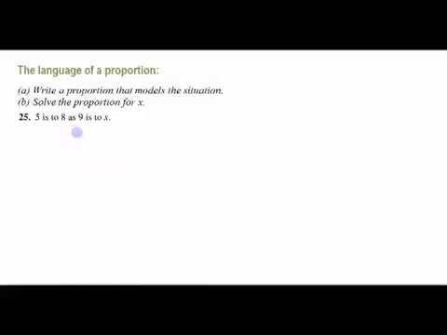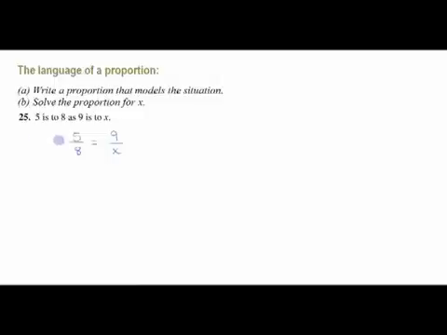So the way we'll write this is 5 is to 8 as 9 is to x. The first number that is mentioned is the numerator, the second one the denominator. As is going to be our equals. 9 is the first number mentioned, so it's the numerator, and x is the second number mentioned, so it's the denominator. Now let's go ahead and solve this proportion for x.